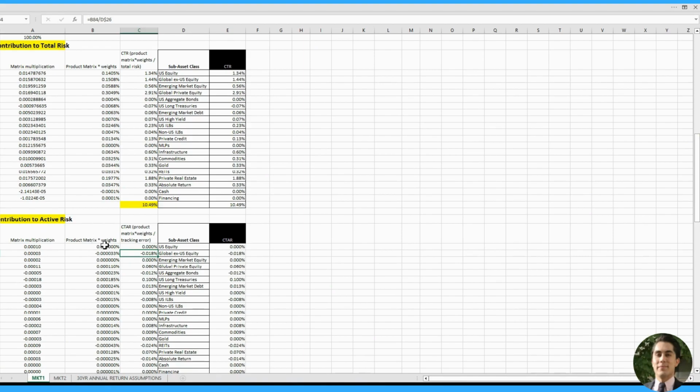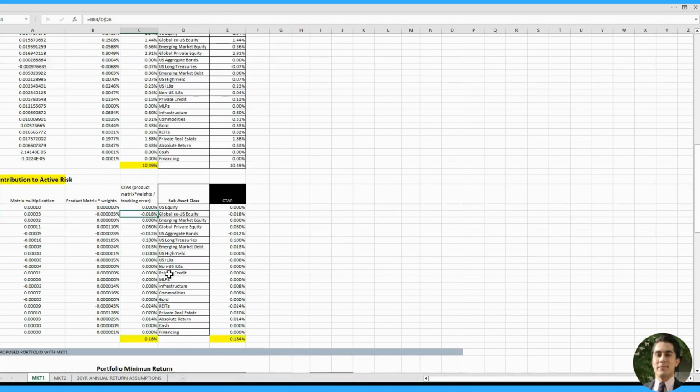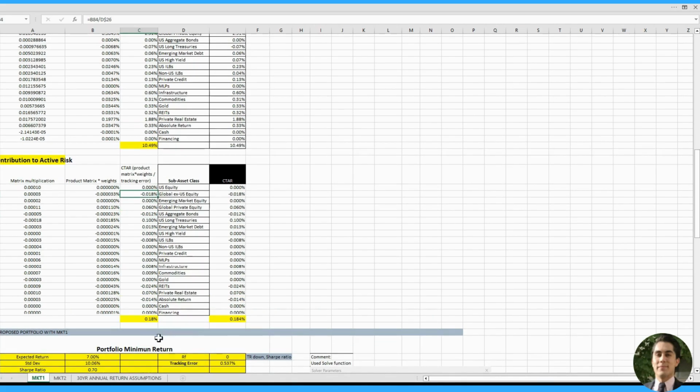So you can see here the formula. So the product matrix times your weight, so mmult times your weight divided by your tracking error. Hopefully this should be the same. Yeah, it is the same, 18.84.